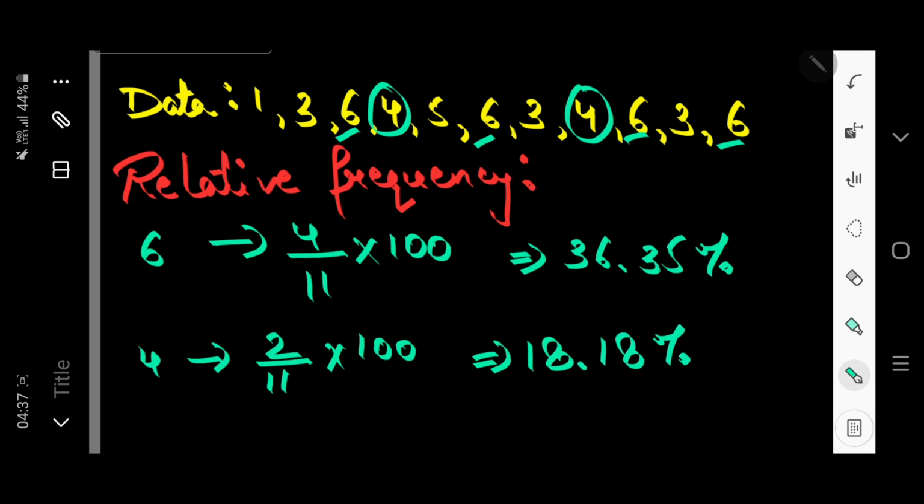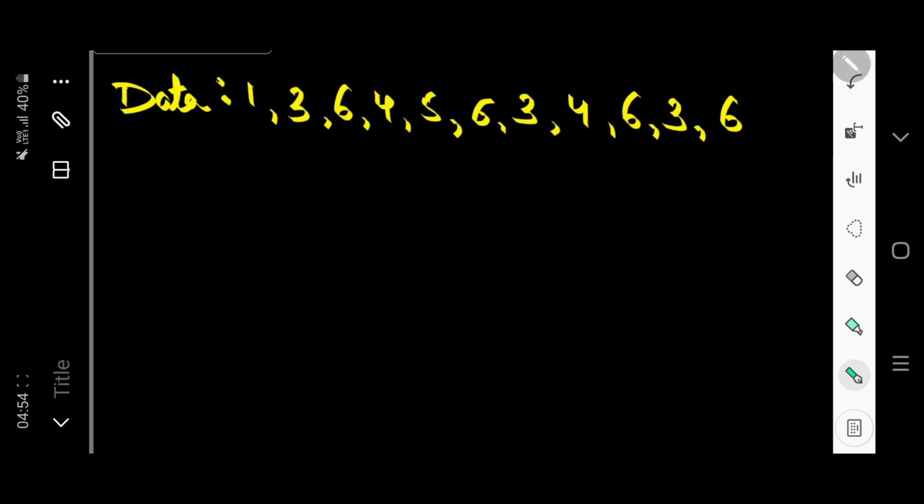So the relative frequency of the data point 4 is 18.18%. Similar way, we can also find the relative frequency of data point 3, data point 5, data point 1, and in any data set we can find the relative frequency under the data set. So now let's move to the frequency distribution of the same data.